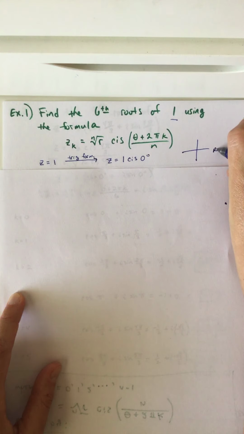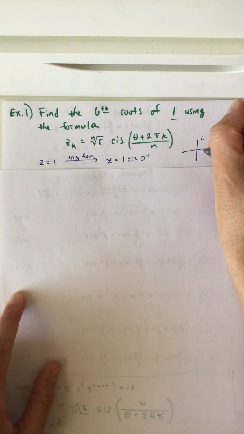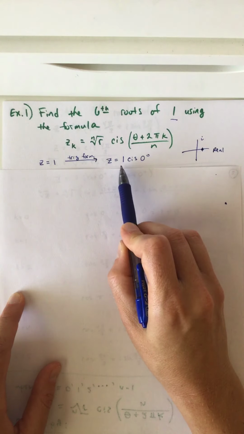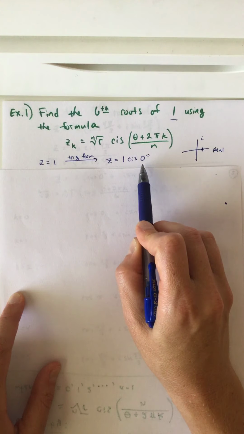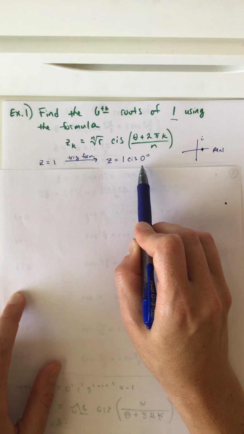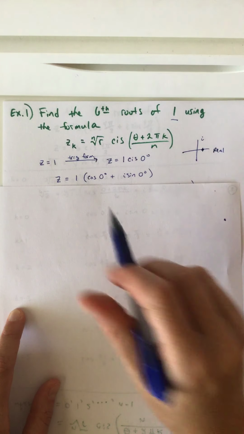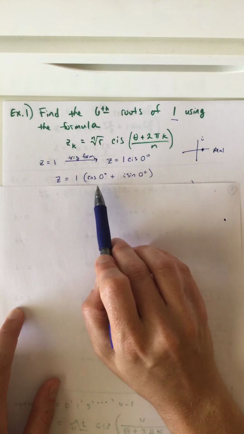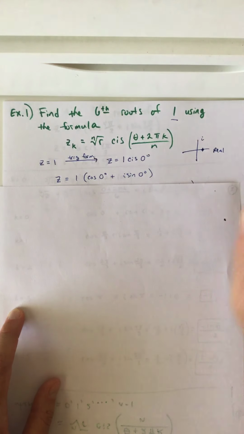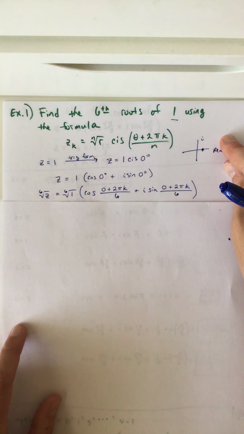We can think about graphing. Remember, we have the real and the imaginary axes. The number 1 can be plotted right here. So we can see that the radius is 1, and the angle is 0 degrees or 0 radians. I'm going to expand this cis form and write it as cosine 0 degrees plus i sine 0 degrees. And now we're ready to apply our formula.